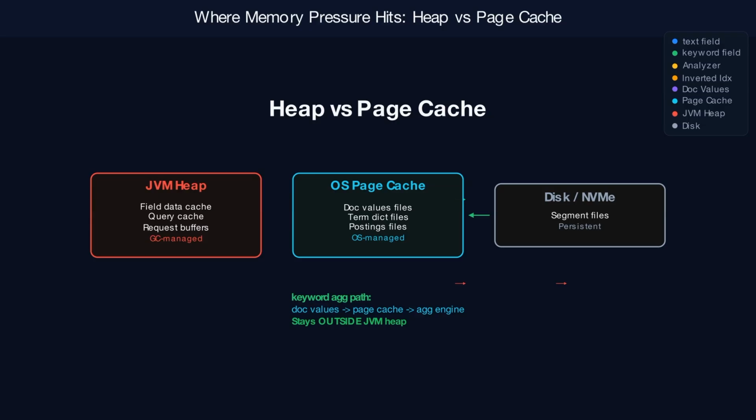Think of JVM Heap as your desk, where you actively work on things. Page cache is like a filing cabinet right behind your chair. Recently used files are within arm's reach without walking to the archive room, which is the disk.